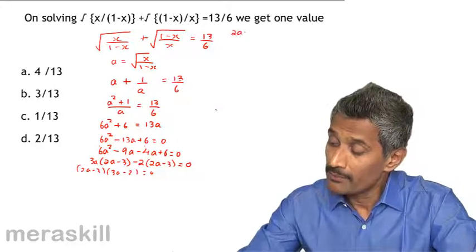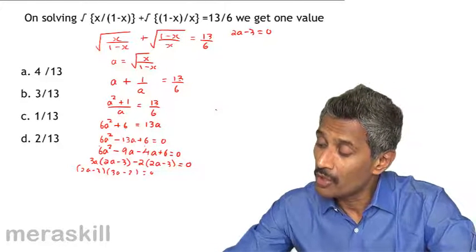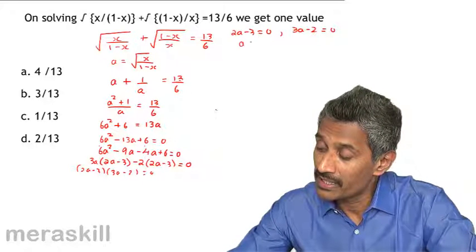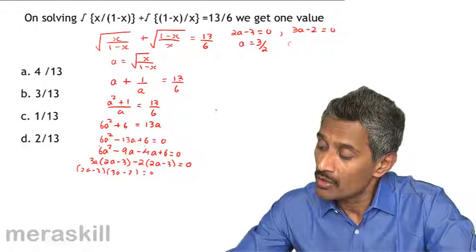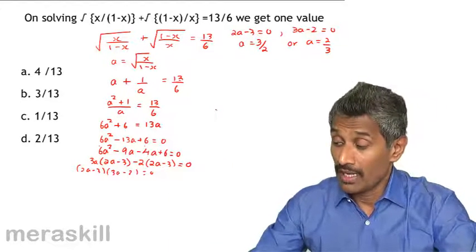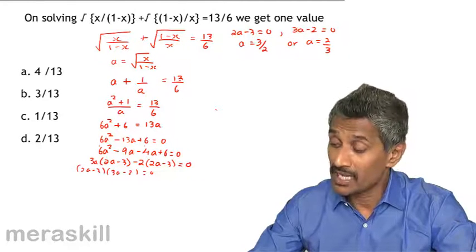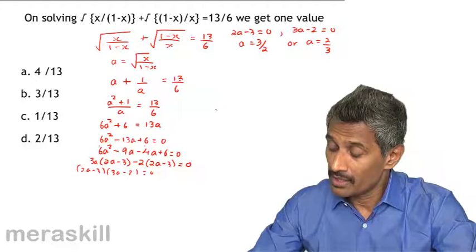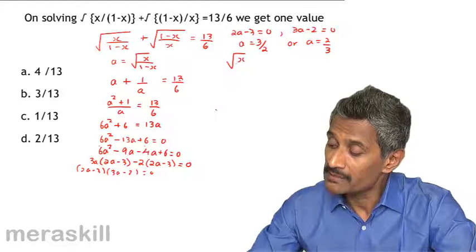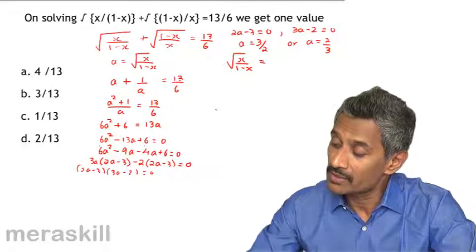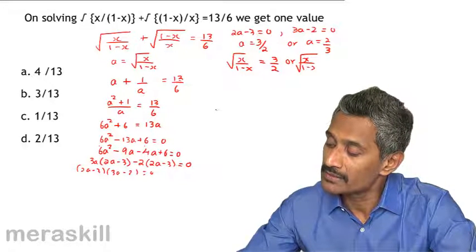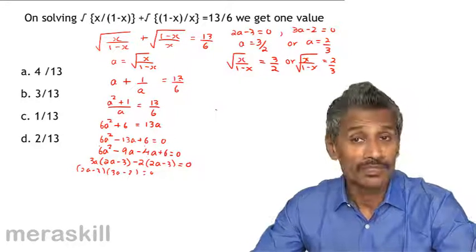which would mean 2A minus 3 is 0, or 3A minus 2 is 0. If you simplify, you get A is 3 by 2 or A is 2 by 3. Now, A is 3 by 2 or A is 2 by 3, but A is not what we want. We take it as this, so we end up getting root of x upon 1 minus x is equal to 3 by 2 or root of x upon 1 minus x is 2 by 3. This is how we get.